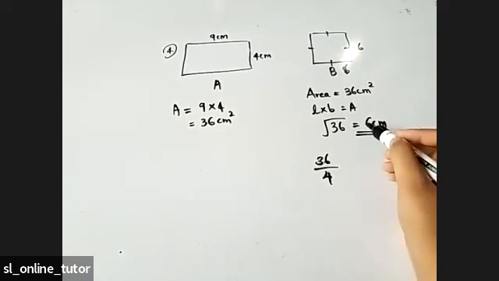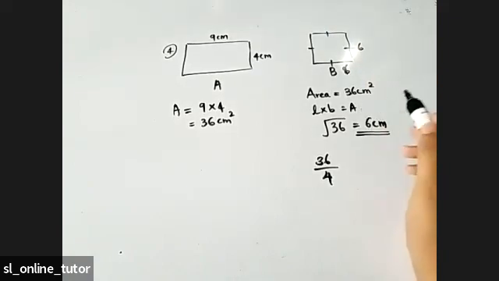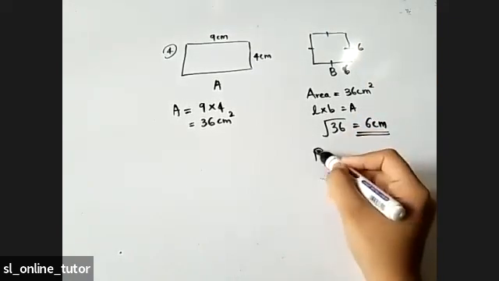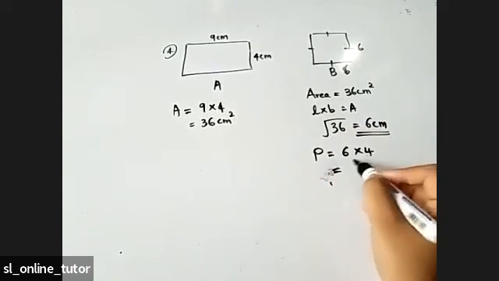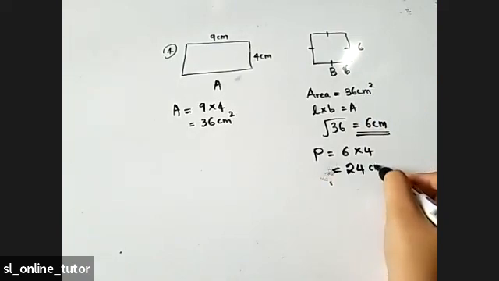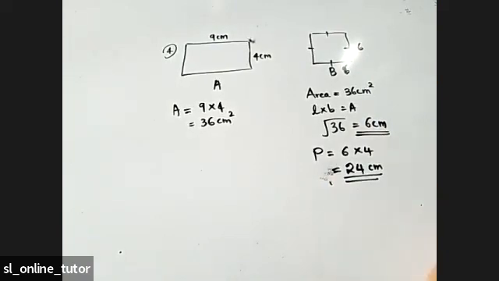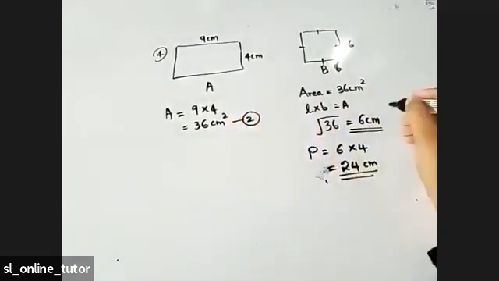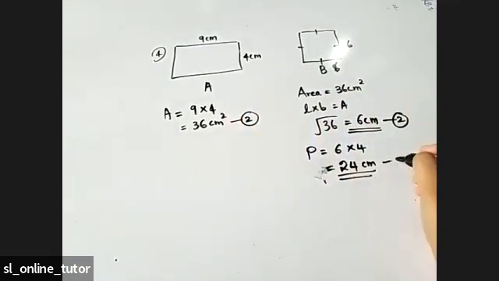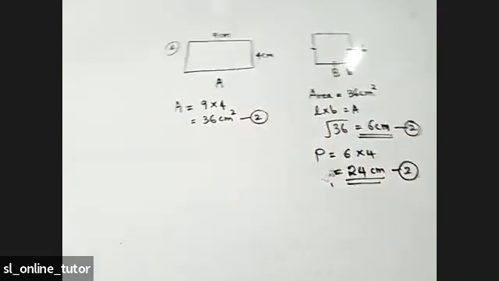So this is the final answer. I mean, final in the sense they're asking to find the perimeter. Therefore, perimeter is equal to 6 times 4. That is equal to how much? 24 centimeter. This is the final answer. So for this question, you are getting 2 marks here and 2 marks here. It's a 6-mark question.